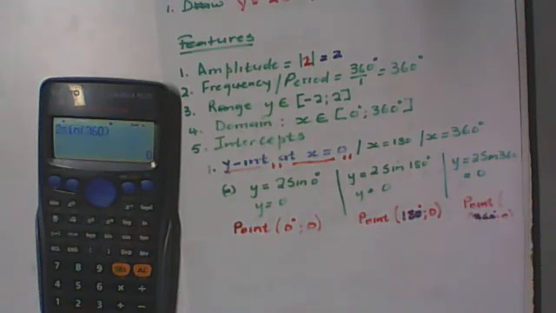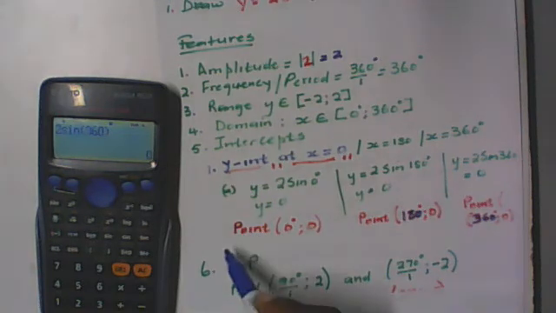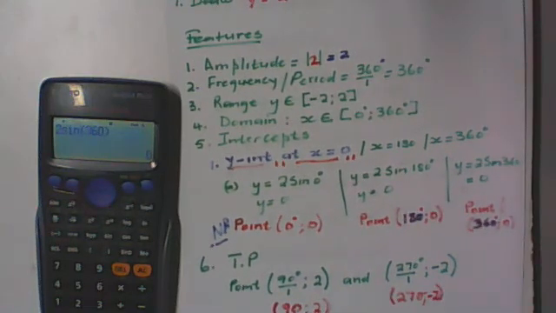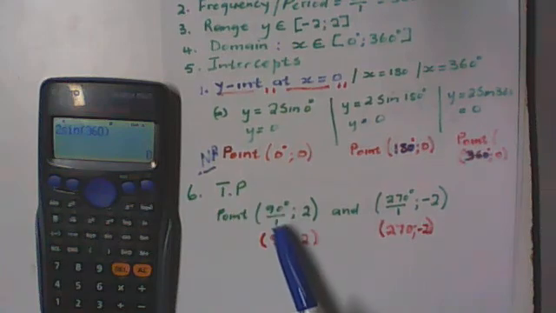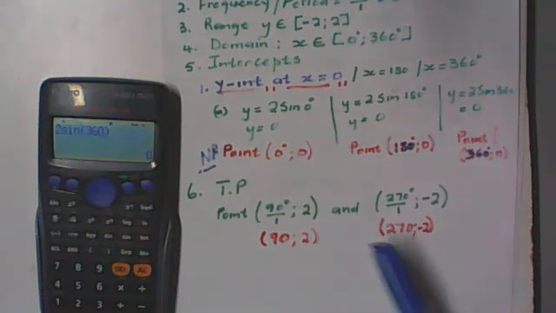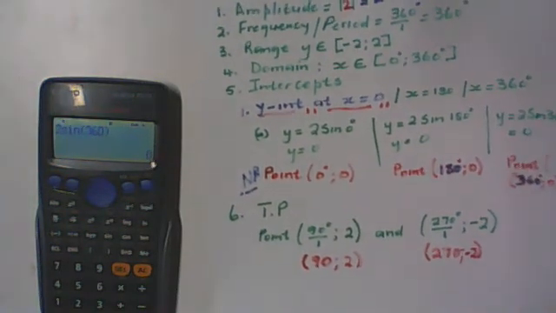Right. Now let's move to the turning point. Remember, this is going to be the y-intercept as well as the x-intercept. Now, for the turning point, how do we get it? Guys, we said that the turning point is always 90 over b. That is 90 over 1, our b is 1. Then it is 90 is to 2, and then 270 is to 2. So this is all the features.